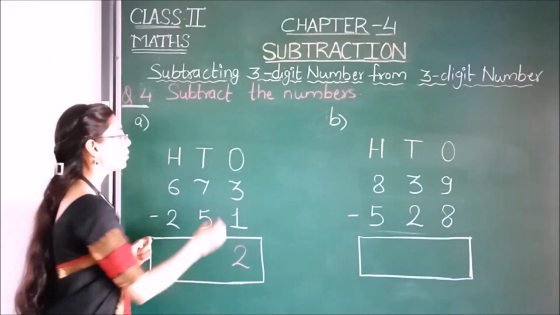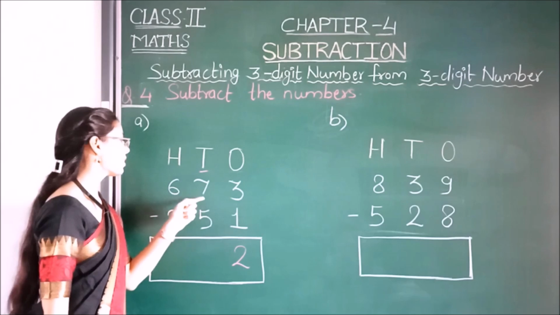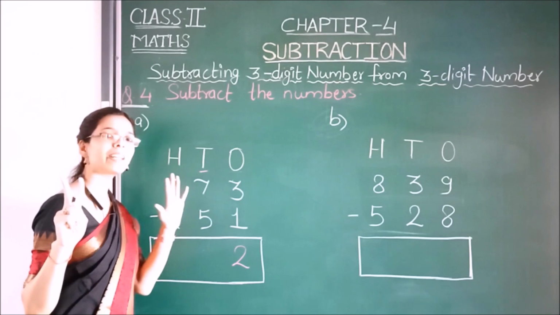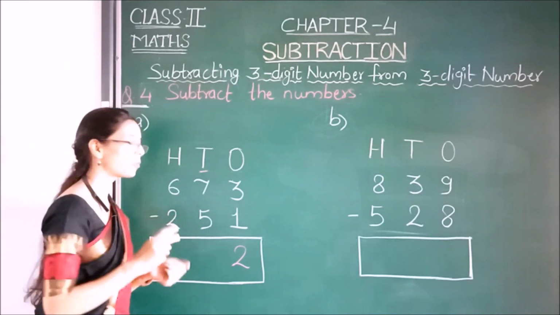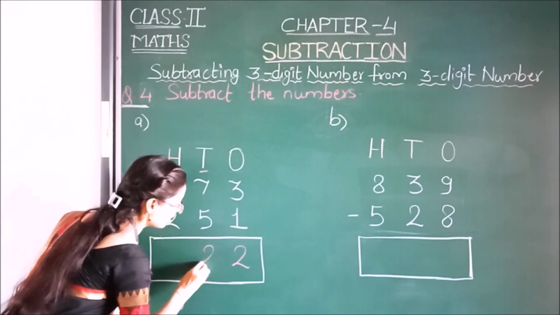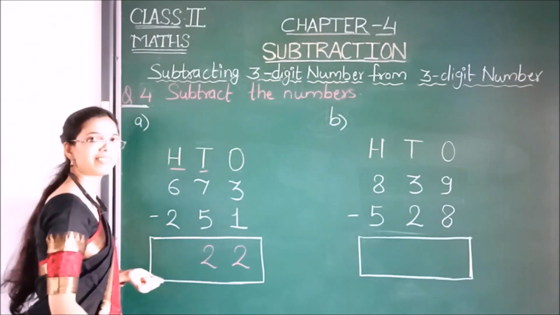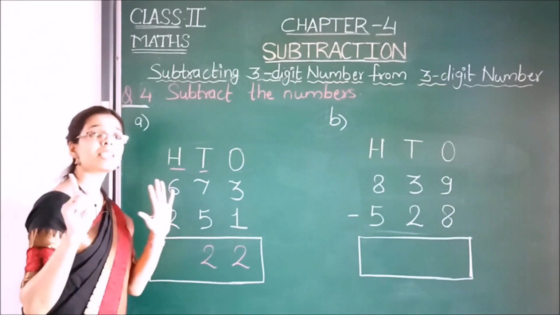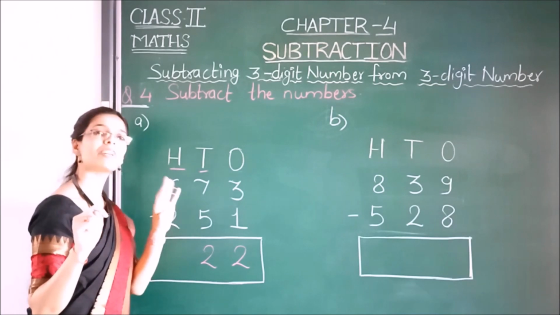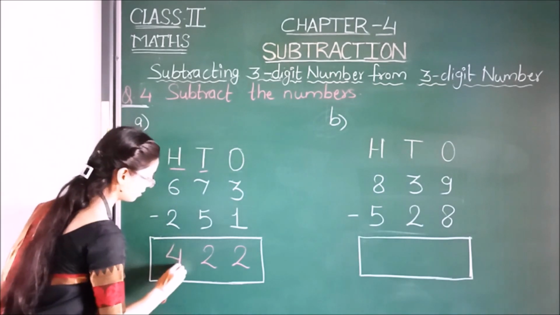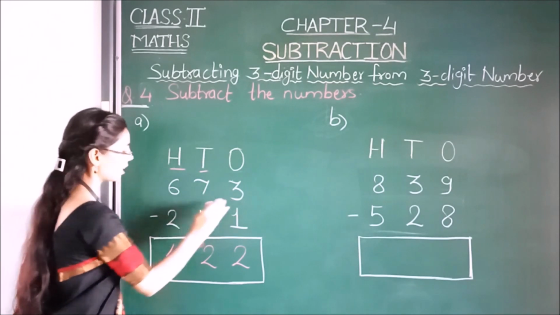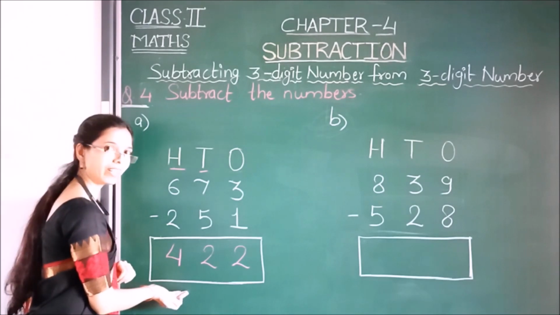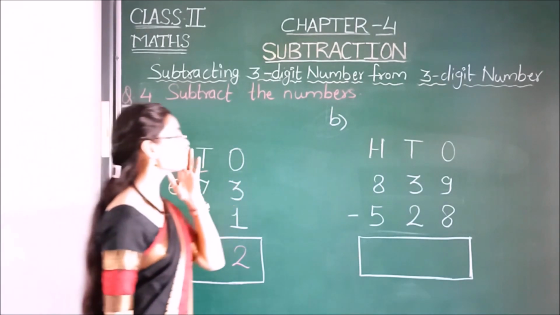2. Now move to the tens column. Which number is here? 7. 7 minus 5. How many fingers are there? 2. So write it here. Now move to the hundreds column. Which number is here? 6. 6 minus 2. How many fingers are there? 4. So 673 minus 251 is equal to 422. Now move to the next question.